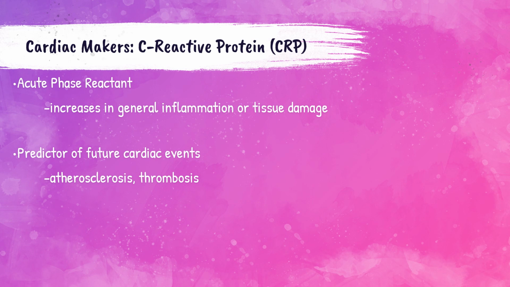C-reactive protein, or CRP, is what we call an acute phase reactant. So remember, an acute phase reactant is a marker that increases in general inflammation or damage to tissues. It's used in the clinical laboratory as a predictor of future events, so either atherosclerosis or thrombosis. Atherosclerosis is a disease of the arteries where plaques and fatty material adhere to the inner wall of the arteries. And thrombosis is the fancy term for a blood clot. So CRP is not considered a specific test, but more of a general indicator of inflammation within the body.